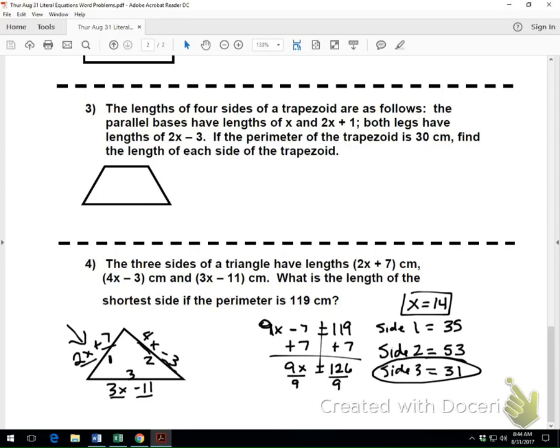Okay, so technically, if you did it off of the image, this side would actually be side 3, this side would be side 2, and this side would be side 1, if you just went off the image. Alright, so far, okay? All it is is setting up the equation, but still solving. Still the same method. Okay?